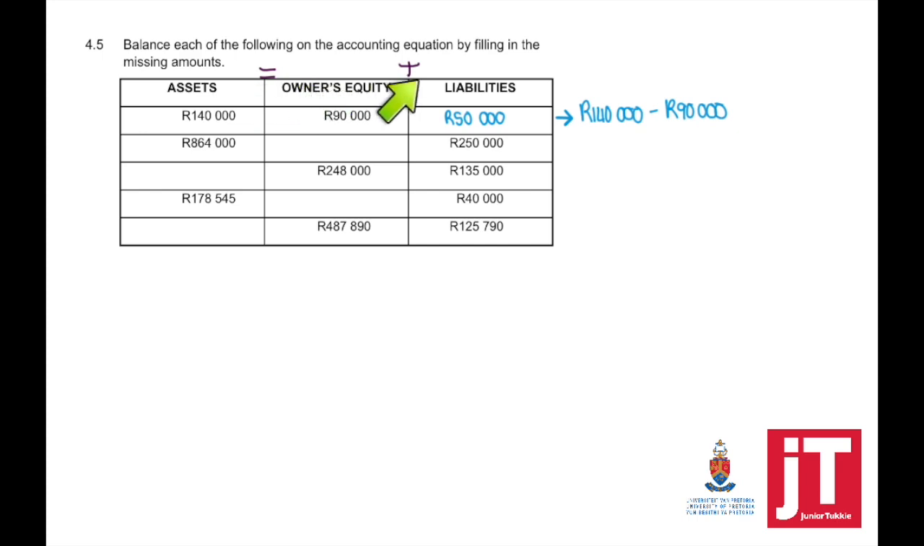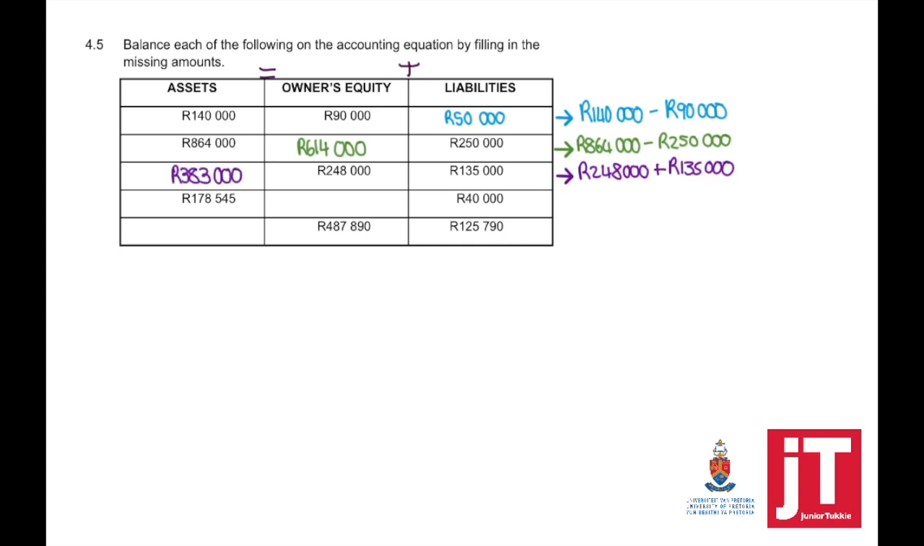Reminder, assets equals owner's equity plus liabilities. So to find out our owner's equity, we're going to have to take 864,000 minus 250,000. Now, if you take your owner's equity and you add your liabilities, it will equal our total assets. In the third one, we have to find assets. So to find out what is our assets, we have to take 248,000 and now we need to add our liabilities 135,000.